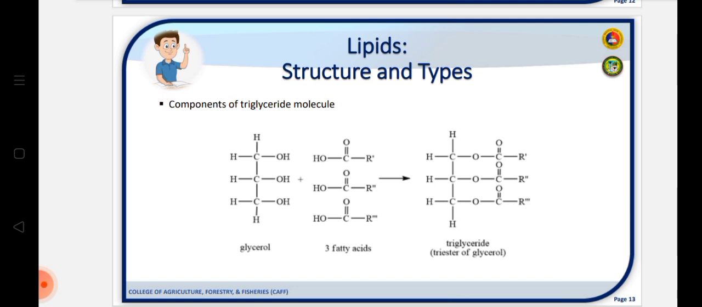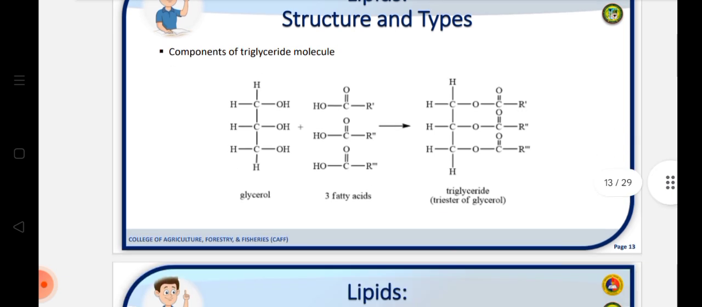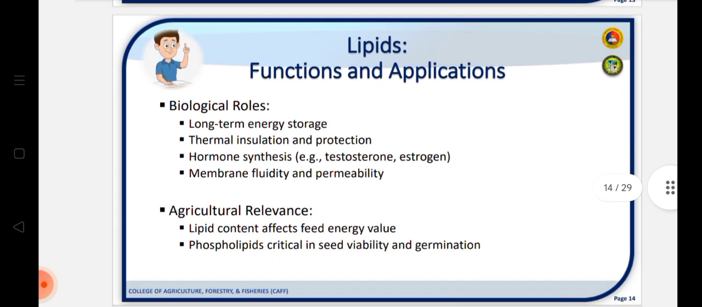When three fatty acids react with glycerol, they form ester bonds through a dehydration synthesis reaction, releasing water molecules in the process. The resulting molecule is a triester of glycerol, where each hydroxyl group has been replaced by an ester linkage to a fatty acid. This structure is compact, hydrophobic, and energy dense, ideal for long-term energy storage. Okay, let's proceed to the next slide.